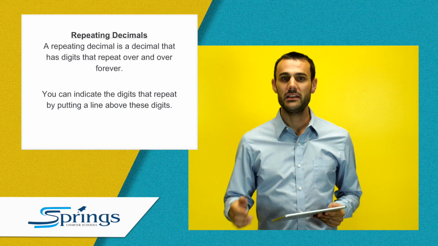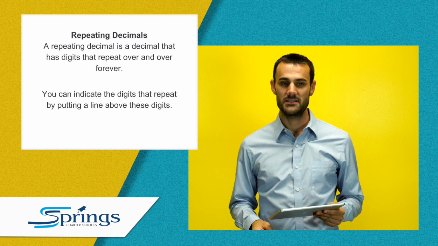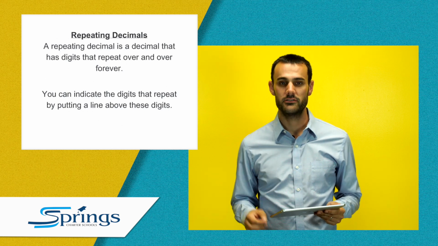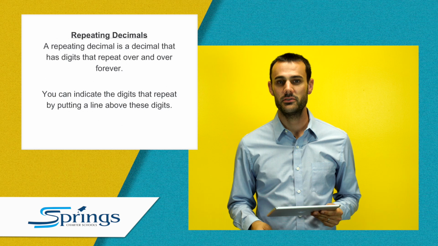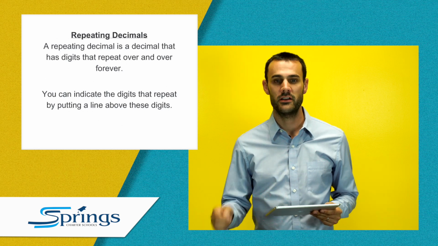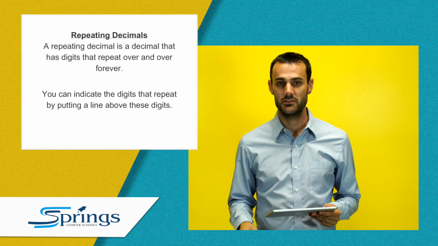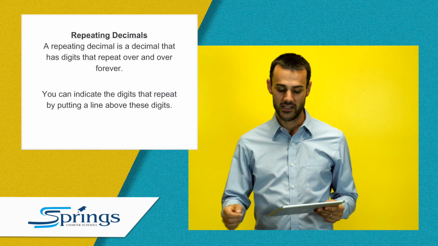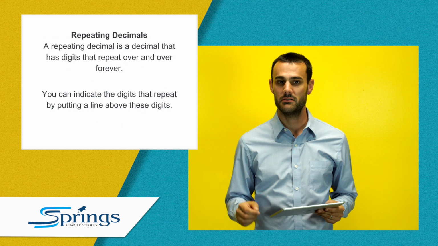Let's talk about what a repeating decimal is. So a repeating decimal is a decimal that has specific digits that repeat over and over forever. When I say forever, I mean you could get out 10 pieces of school paper and write that decimal out forever and ever, and when you got to the bottom of that 10th page, you'd still have to write that decimal because it repeats forever. You could indicate that these digits repeat by putting a line over the top of the digits that repeat.